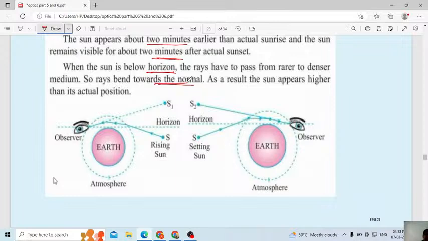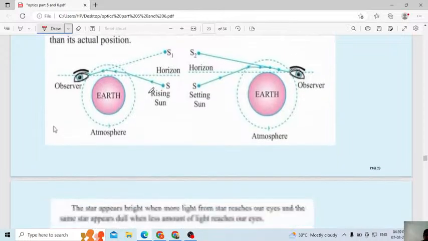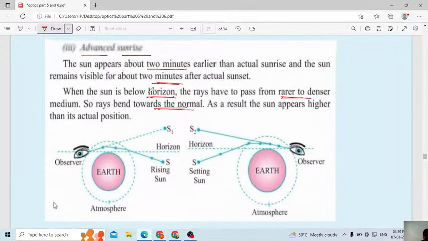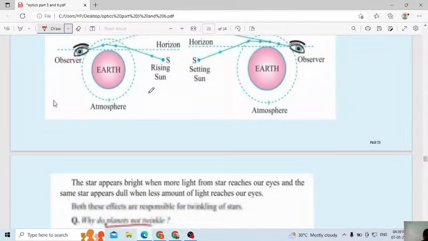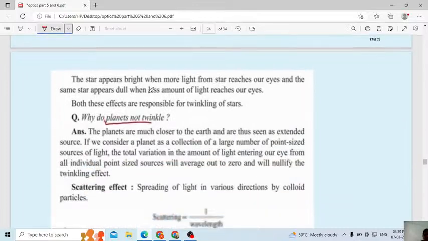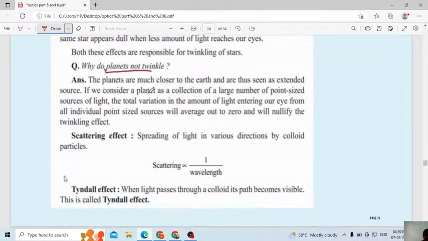Because the sun's rays, when at the horizon or below it, travel from rarer to denser medium, the light rays again bend towards the normal. That is the reason. These are very very important things. Definitely they will ask in the exam. Multiple choice questions based on this concept only they will ask.